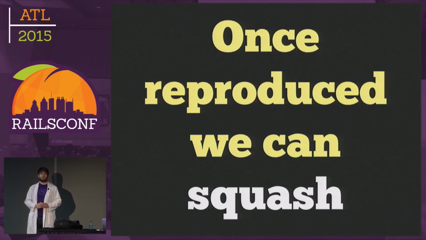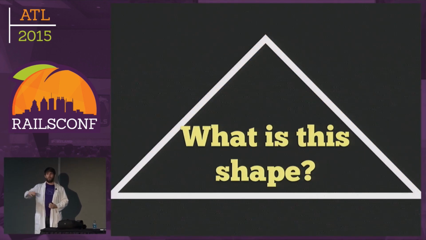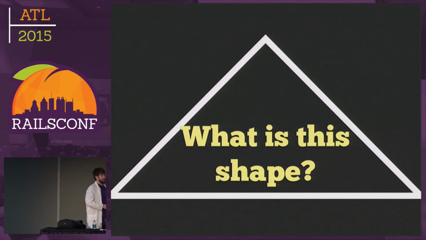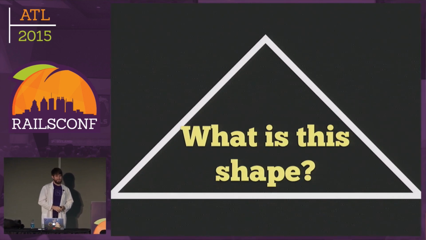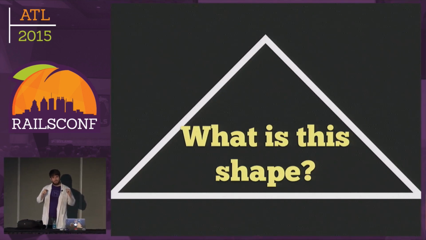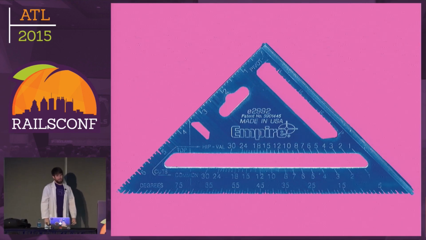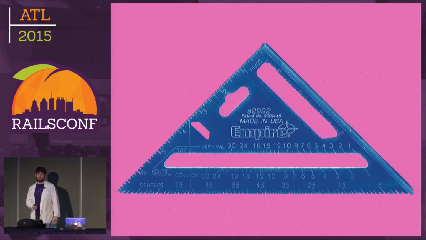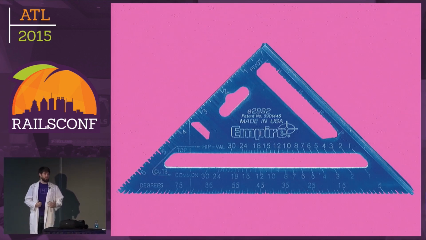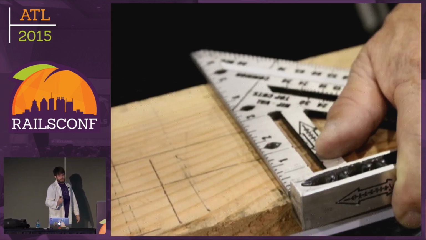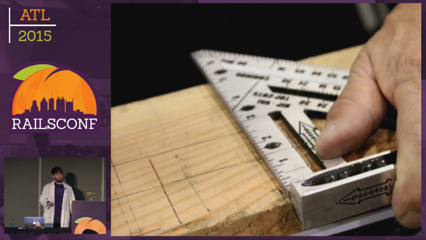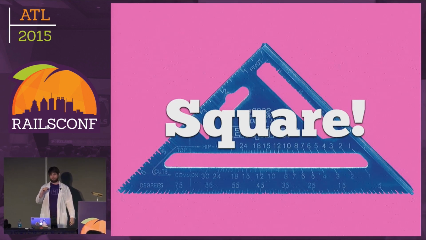So a little bit of audience participation here. Does anybody know what this shape is? Okay, so I heard triangle. Any other? Isosceles triangle. That's very specific. So I hate to tell you, but this is actually a square. This is known as a speed square. It's used in woodworking. It's used for making fast angles. Here you can see it making fast angles and square edges. So from now on, for the rest of this talk, this will be a square.